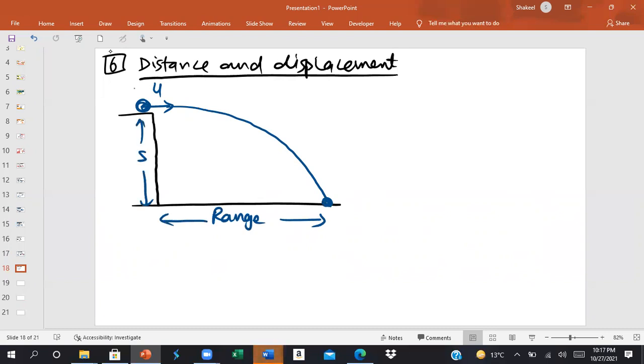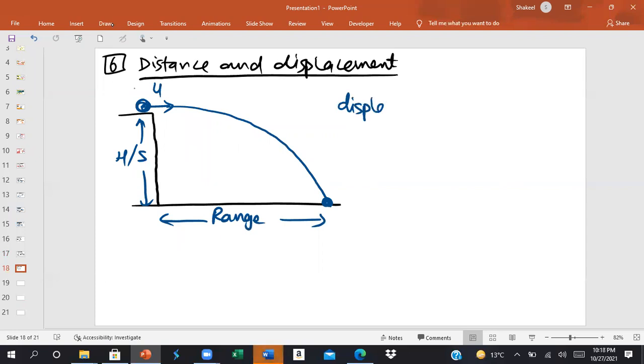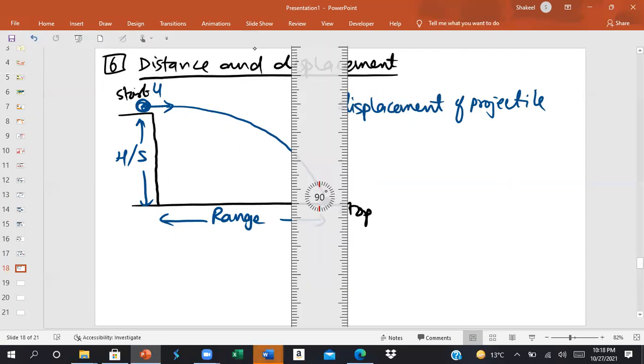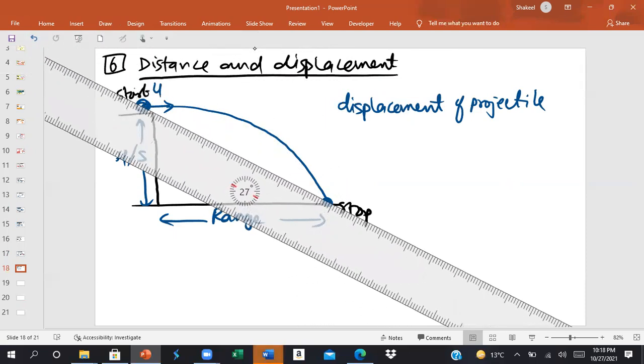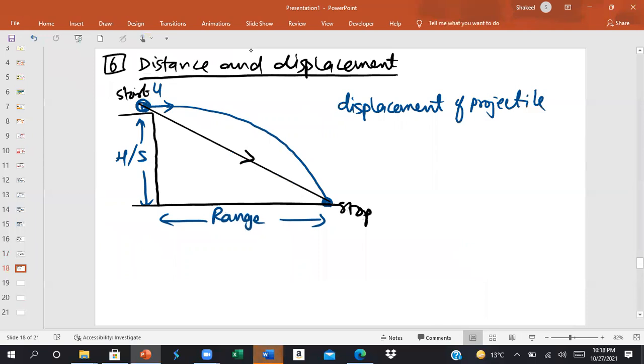And this S is, let's say, the height of the projectile between 2 points. If we want to show the displacement of the projectile, displacement is the shortest distance between start and stop point. This is the start point and this is the stop point, so the shortest distance between these two will be along the straight line like this, and this will be the displacement.